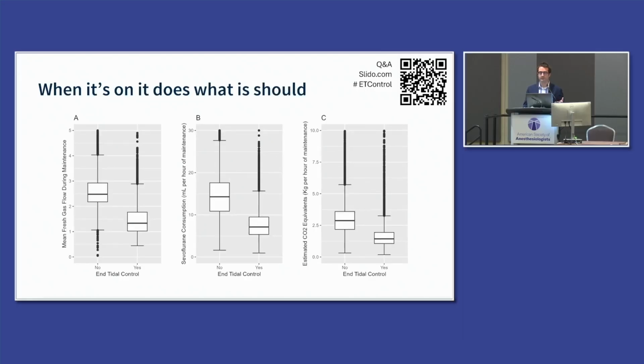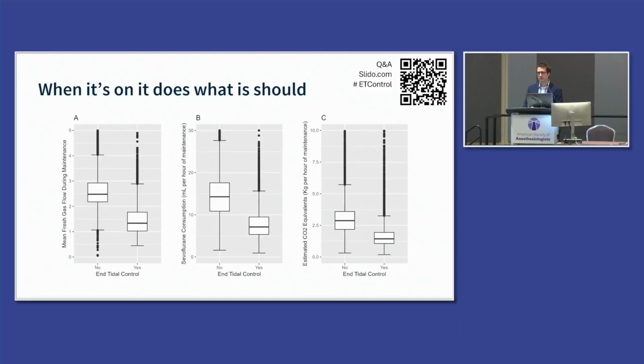This looks at what happens when end-tidal control is switched on. So here you can see that the fresh gas flow on the left falls. Sevoflurane consumption per hour also falls. I think that original study you mentioned, JW, said about 9 mils an hour. That's pretty much, we're seeing 8 on average. And then CO2 equivalents will also reduce along with that.